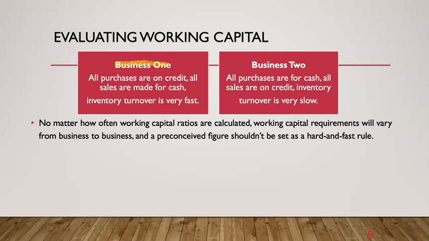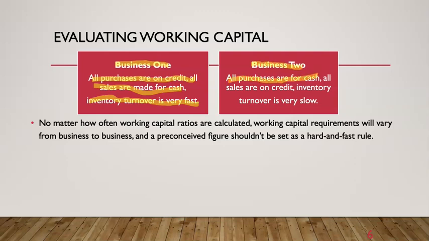In business 1, all purchases are on credit and all sales are made for cash. And inventory turnover is very fast. So if we think about this, this business has an incredibly quick cash cycle. It buys inventory, sells it really quickly and gets cash straight away, and it has the benefit of delaying its payments to suppliers. Business 2 is really different.